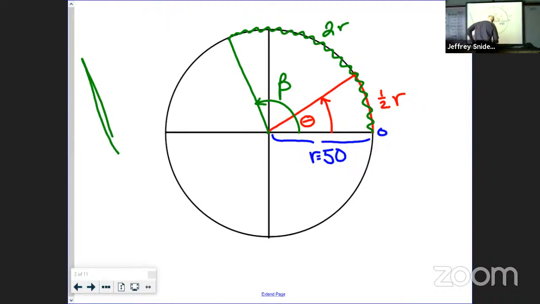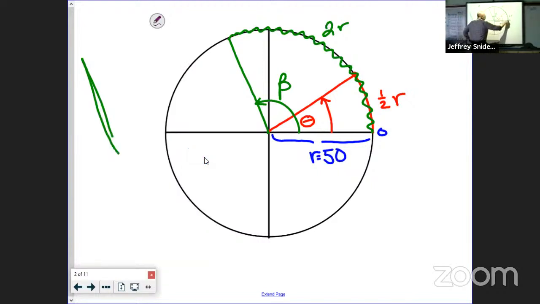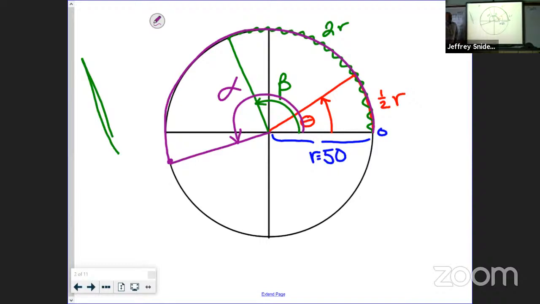And I'm going to go ahead and cut off an arc length here in purple. Okay, so here is my angle. This is angle alpha. And I tell you that this arc length right here is, oh, I don't know, 170. And I want to know how many radians it is.